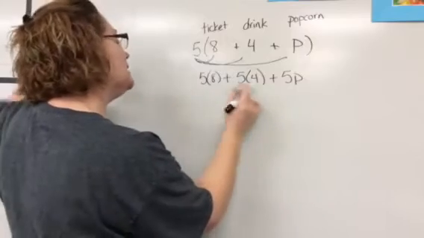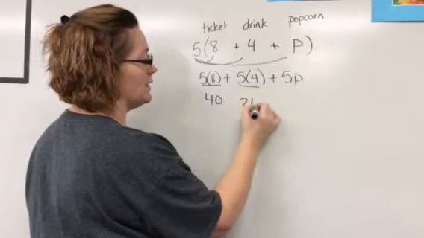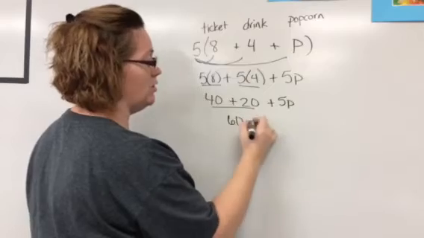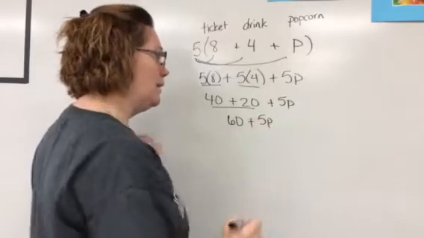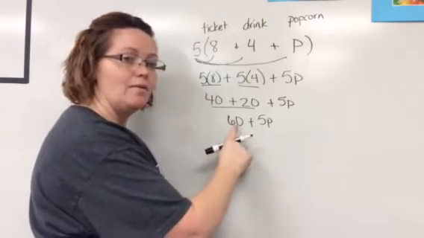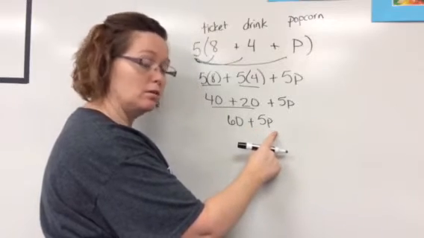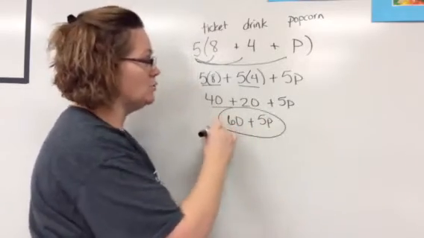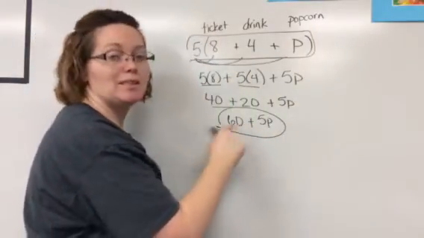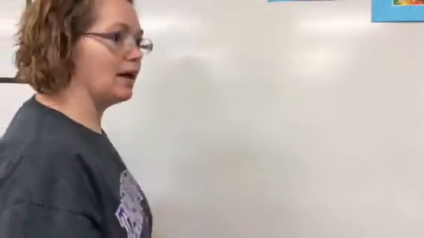All right, so now I can simplify this even farther. 5 times 8 is 40. 5 times 4 is 20, plus 5P. These two together make $60 plus 5P. This is as simple as it goes because I can't combine these together. This says that it's going to cost me $60 plus 5 times the cost of the popcorn. Okay? That is as simple as it goes. So this is what it simplifies to. Okay? I'm going to give you one more where we are combining like terms, okay?